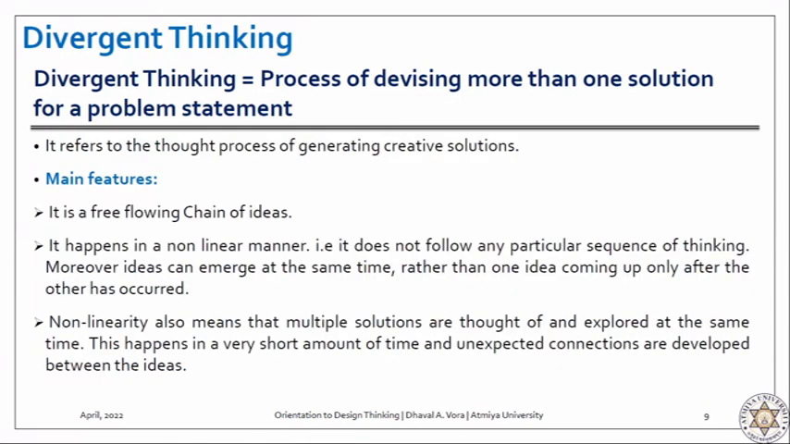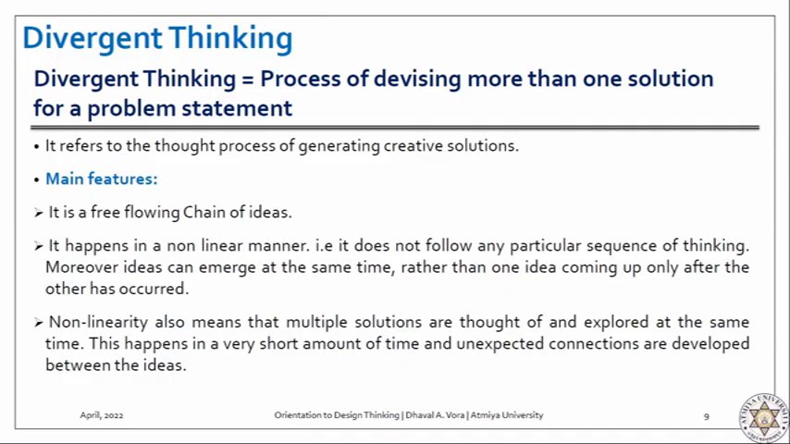Let us go towards divergent thinking, the process of devising more than one solution for a problem statement. Here you generally do not follow only one solution. Instead, you think of different ways to solve the problem. Rather than going for a single solution, you go to different possibilities. So it refers to the thought process of generating creative solutions.